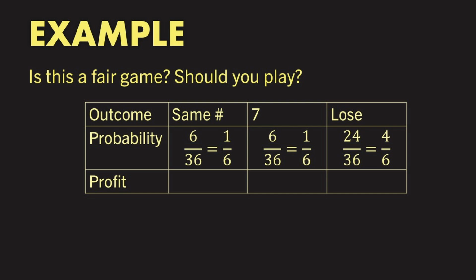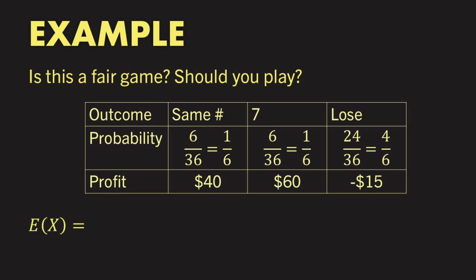The profit you are going to make for each game with the same number is 40. Remember that Tony is going to give you 55, but from those 55, there are 15 that were already yours. So your profit is 40. If you get a 7, he's going to give you 75, so your profit is 60. And if you lose, you end up with negative 15.